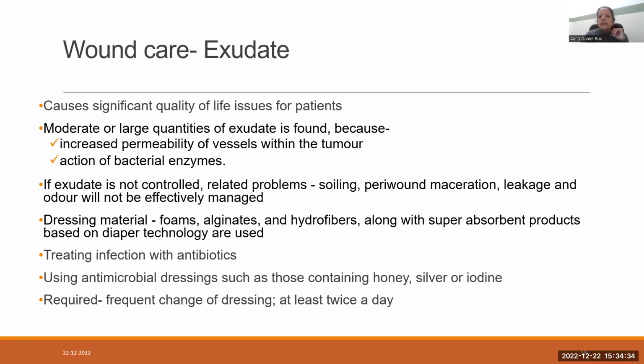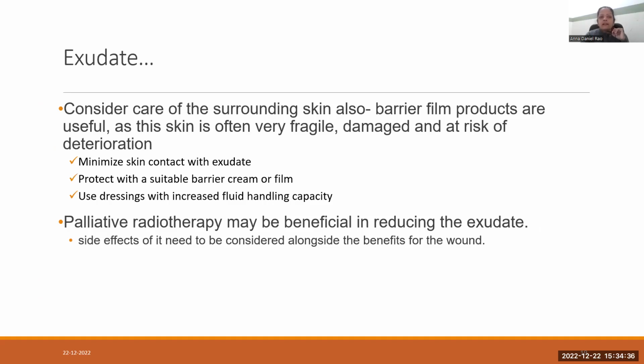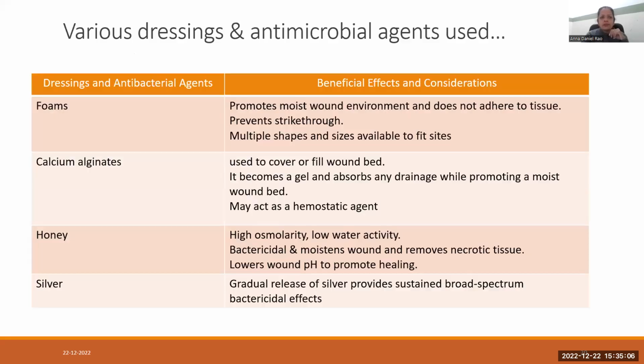Then many times, there is another point also, like using of barrier film, because to protect the surrounding skin, so that can also be done. Okay, protect it with the help of barrier cream or film, right, containing mainly silver nitrate. And of course, palliative therapy is also beneficial. We just saw in the last problem also.